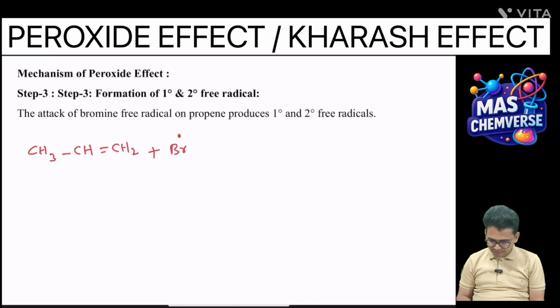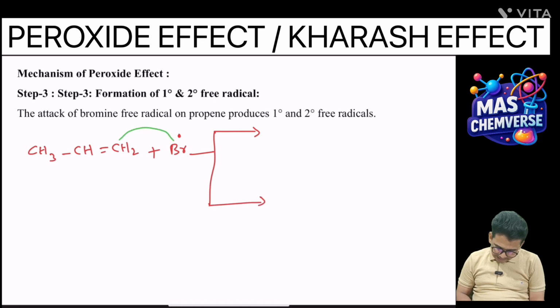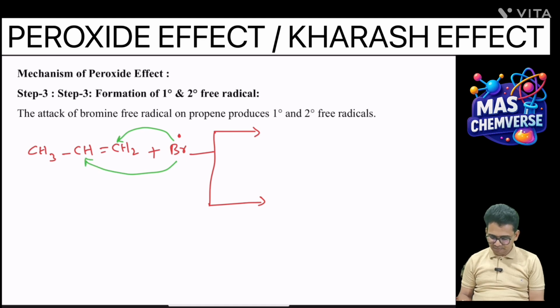Bromine free radical is formed already. Okay, this free radical is going to produce two types of products. Once it is attacking on this carbon, another time it is attacking on this carbon. When it attacks on this carbon, what happens? Just see, this is the first attack, this is the second attack.